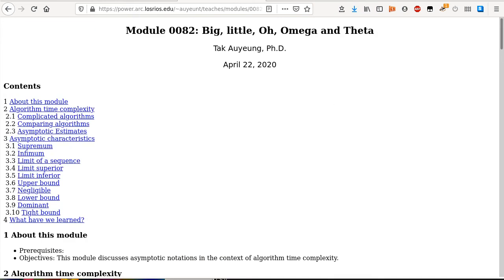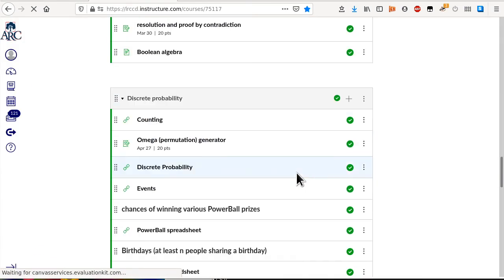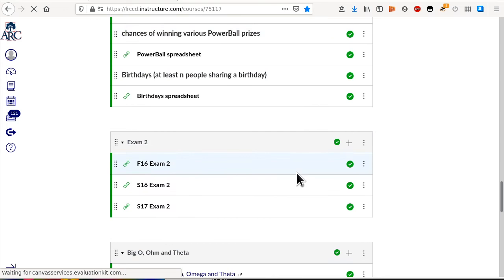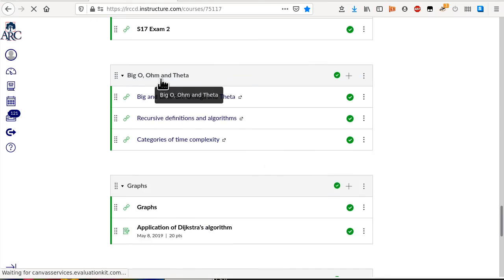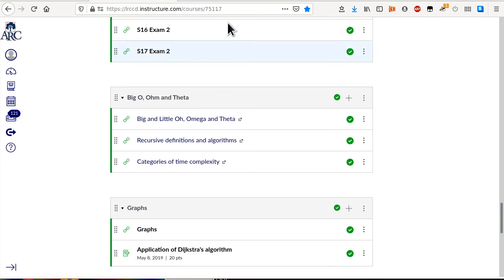Today's main topic is going to be this particular module. If you go to Canvas, the module that we are on at this point is big O, omega, and theta notation. And this is the first one that we are going to focus on today.